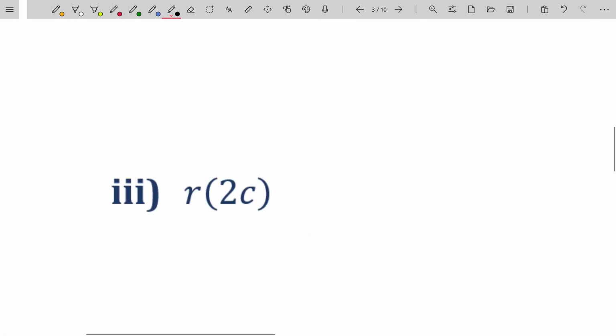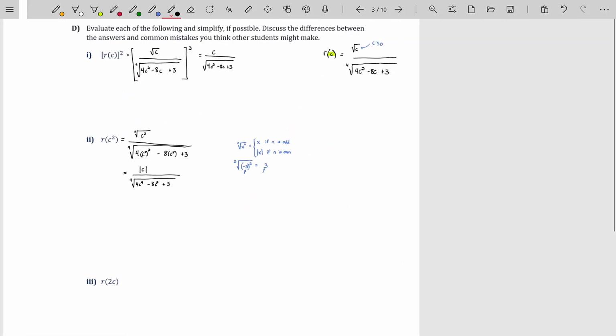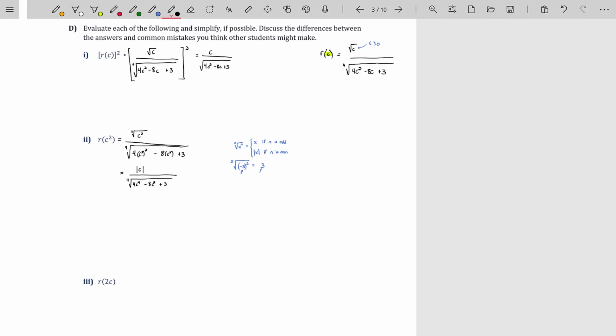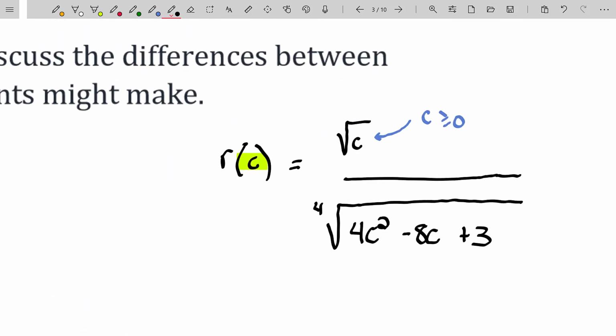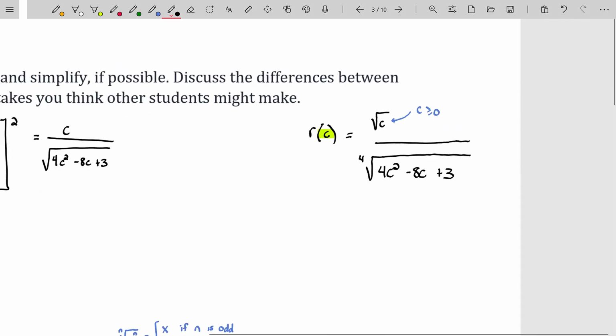Now let's take a look at r of 2c. Notice how I'm just changing where the 2 is positioned. So if I look at r of 2c, well, here's r of c right here. All I'm going to do is replace all the arguments with a 2c.